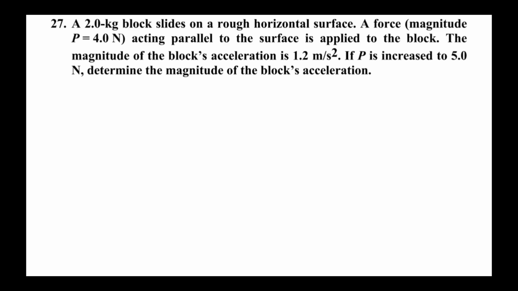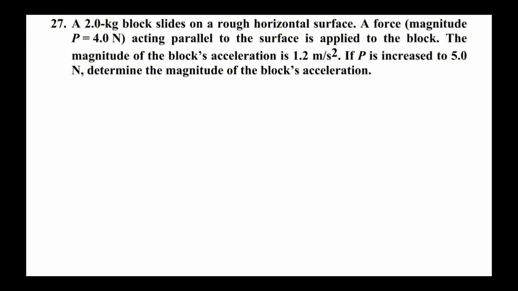A 2 kilogram block slides on a rough horizontal surface. A force with magnitude 4 newtons acting parallel to the surface is applied to the block. The magnitude of the block acceleration is 1.2 meter per second square. If P is increased to 5 newtons, determine the magnitude of the block acceleration.